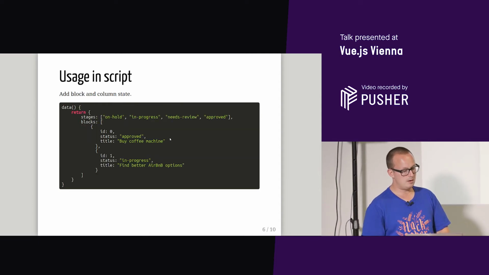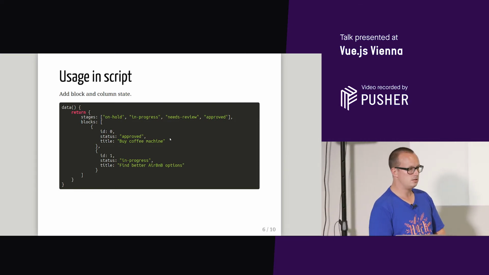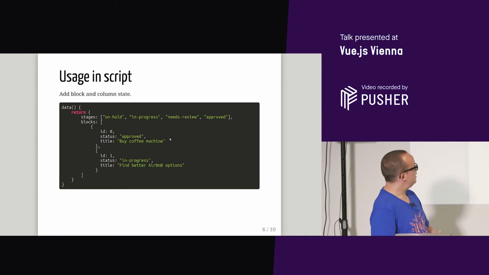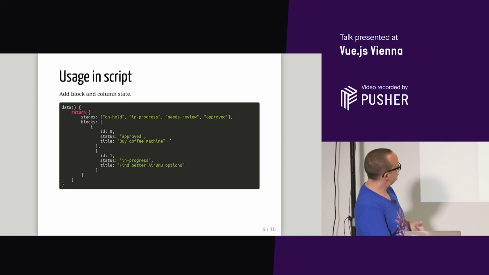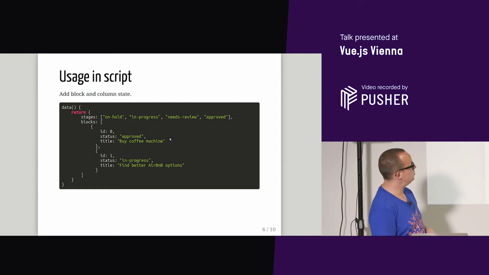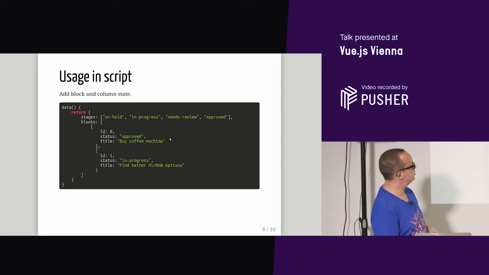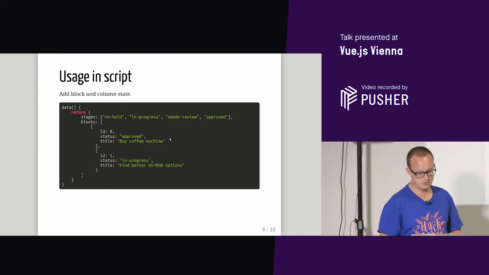And then, if you're familiar with Vue.js, you can just add the data locally in the Vue single file component. And this is what's needed: a stages key with an array value of the different columns. And then you have blocks that will have what they need to put them in the right column. And that's all there is to it.